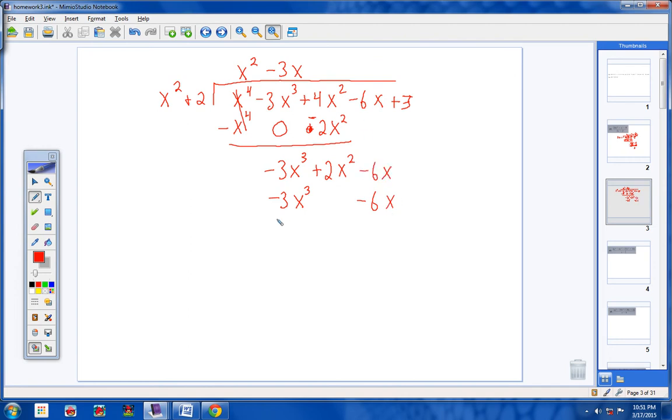And then once again change signs and add. Make this positive, make this positive. Put a big 0 here. These cancel. 2x squared. And these cancel. So x squared goes into 2x squared positive 2 times. 2 times x squared is 2x squared. 2 times 2 is positive 4. That's going to match up with 3. So bring down your positive 3. And here we go. Change your signs.